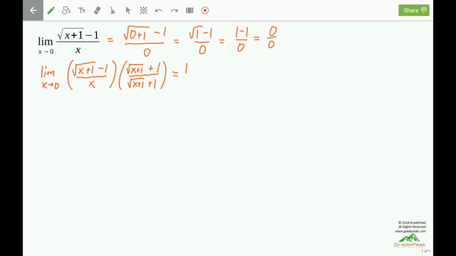Now when you do this, you're going to FOIL out only the root conjugate pair. That's in the numerator here. The first, root x plus 1 times root x plus 1, will just be x plus 1. The outside will be a root x plus 1 times a positive 1. That'll be plus root x plus 1. The inside will be a negative 1 times the root x plus 1. That'll be negative root x plus 1. And last will be negative 1 times a positive 1, which is a negative 1.